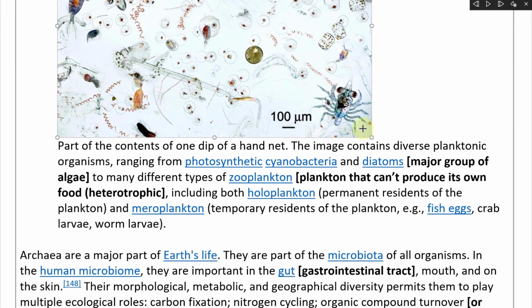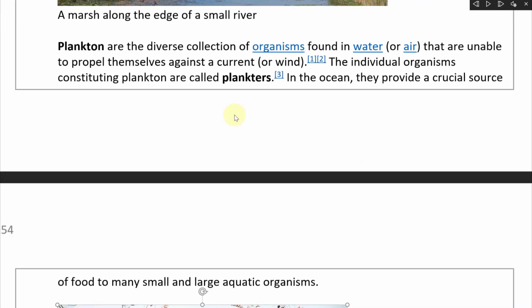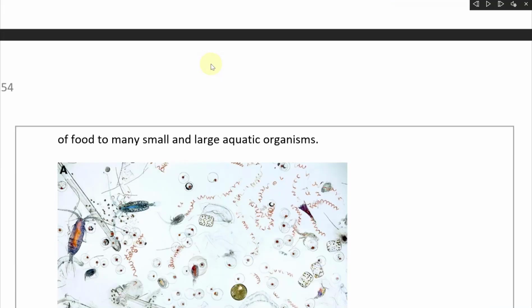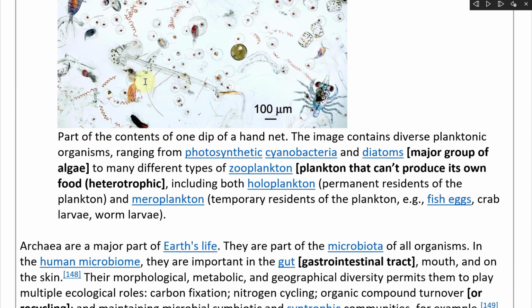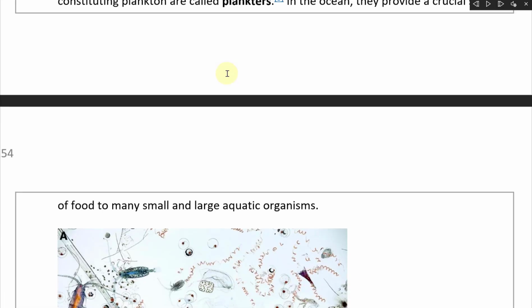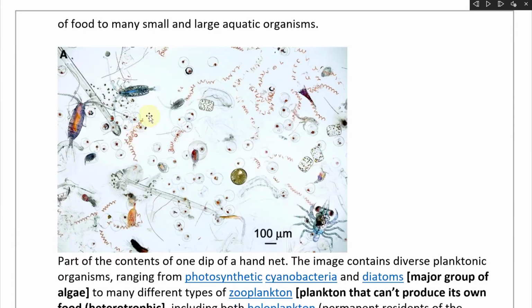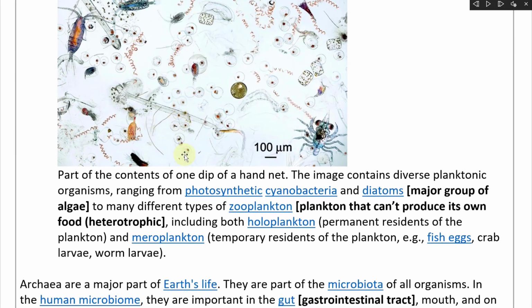In some places, you might get a whole bunch of plankton. There's just a bunch of small immobile particles or organisms. And again, the key word is unable to propel themselves against the current or wind. So they just keep going with them. So those are plankters inside. Each individual one is called a plankter, and then overall it's just called plankton, a collection of organisms. All right, so in the ocean, they provide a crucial source of food to many small and large aquatic organisms. So they go and basically eat all these. So, part of the contents of a dip of a hand net.